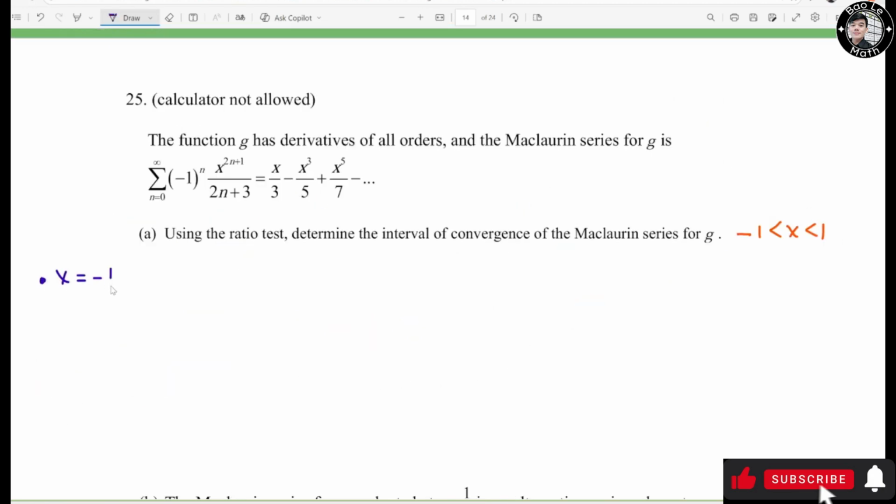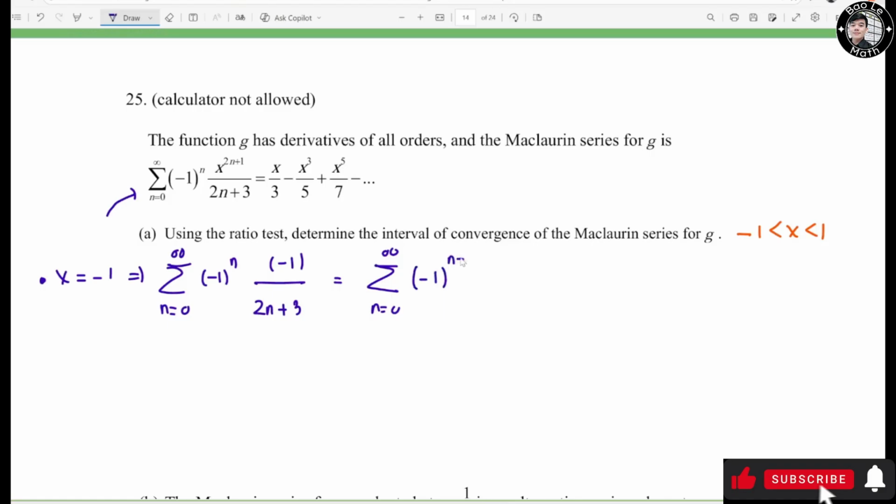For s equals negative 1, substitute negative 1 for s into this series. So we have the series n starting from 0 to infinity of negative 1 raised to the n, and negative 1 raised to the 2n plus 1 is still negative 1 because this is an odd power, over 2n plus 3. So this turns out to be the series from n equals 0 to infinity of negative 1 raised to the n plus 1 times 1 over 2n plus 3.